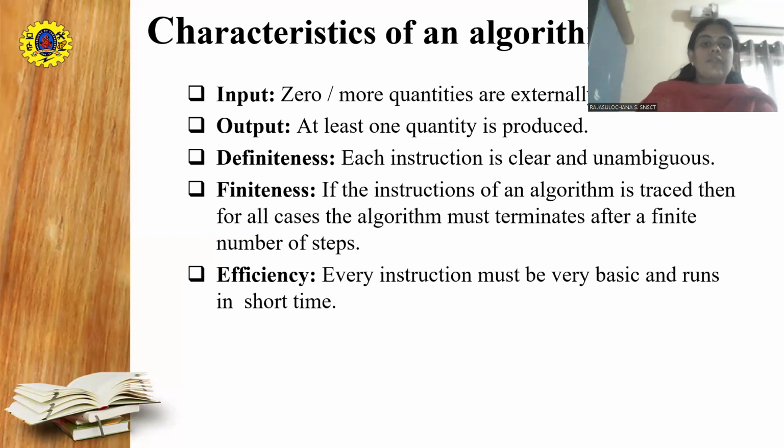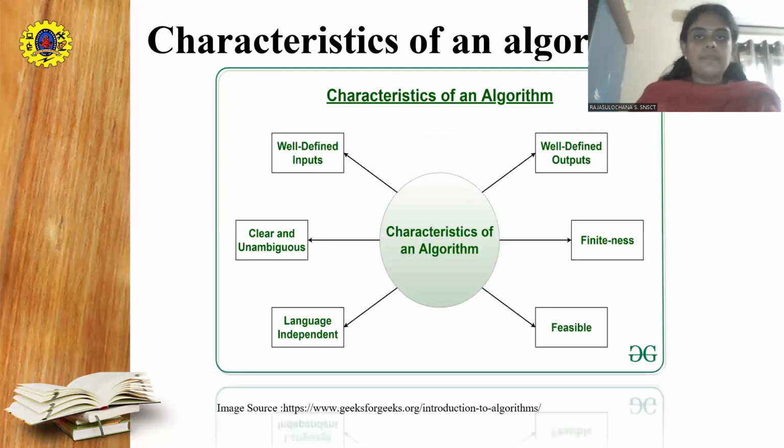And by means of finiteness, the algorithm should terminate in a finite amount of time. So it should not loop. So the main characteristic of an algorithm is that it should not loop. So it should terminate in a finite number of steps. And the last characteristic is efficiency. And by means of efficiency, as we have discussed in the previous lecture series, it deals with time and space complexity. So the algorithm should be able to run in a short span of time. So these are the various characteristics of an algorithm.